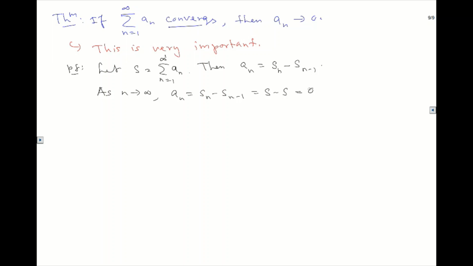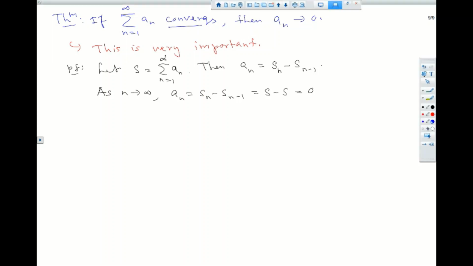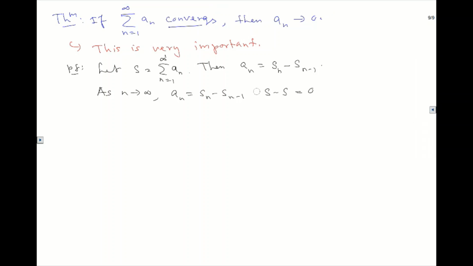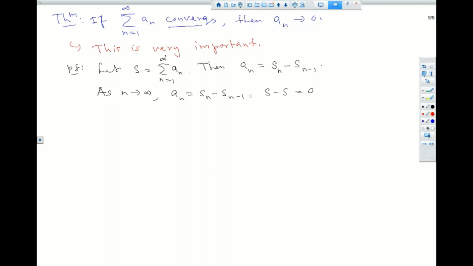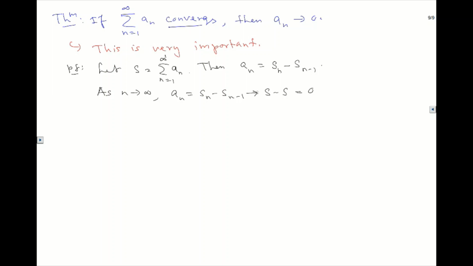So if the series converges, you can show that the limit of an as n goes to infinity is 0. Actually, we should not write an equal sign here, it says goes to, so it's an arrow. S minus S means 0. So that's the result: if a series converges, the nth term goes to 0.